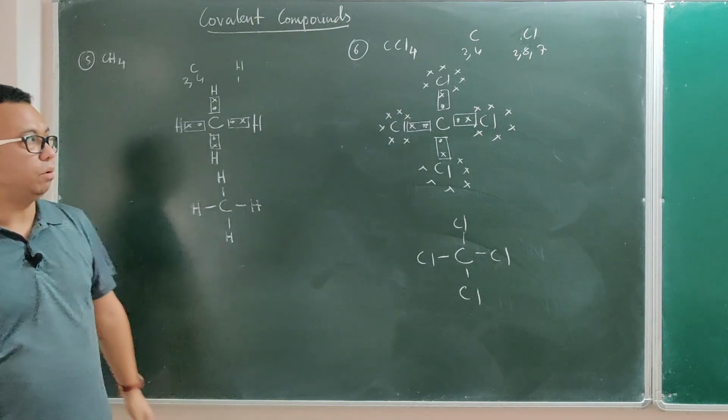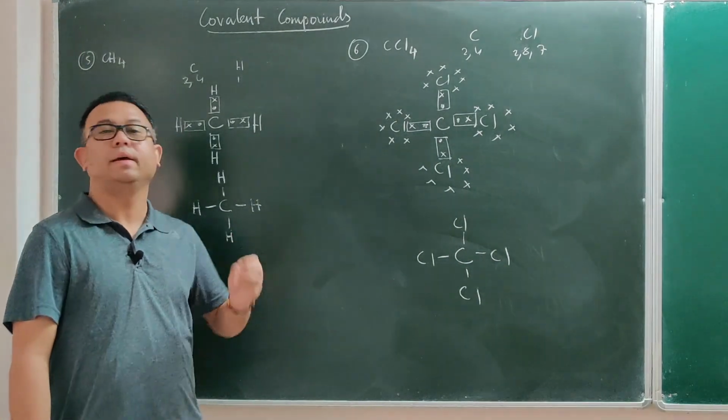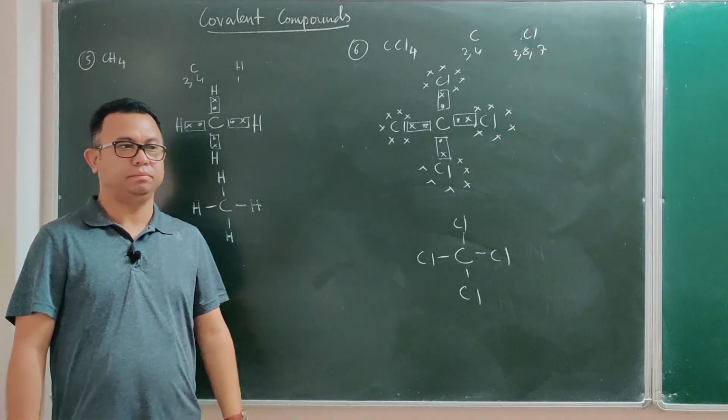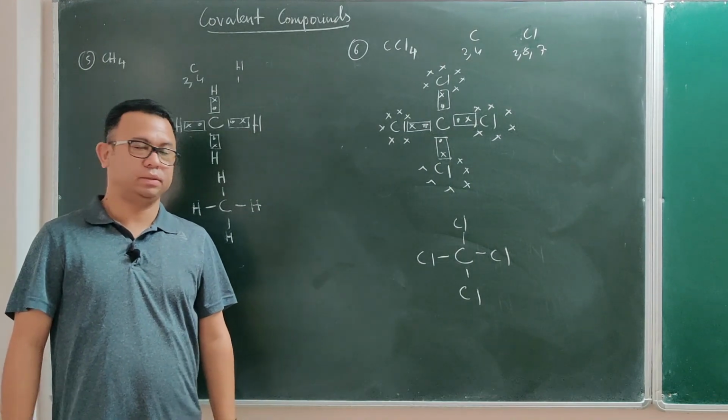I will be discussing coordinate bond, the properties of electrovalent and covalent compounds, and the differences between the two. And most importantly, the formation of hydrogen ion and ammonium ion. Okay, thank you very much, and bye bye.